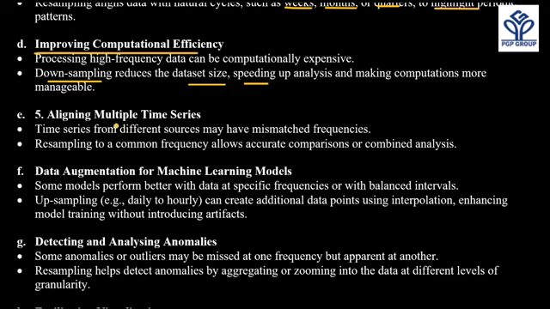Then aligning with multiple time series. The time series from different sources may have mismatched frequencies. If you are collecting the data from 3 different sources, 4 different sources, everybody will use a different frequency. So in that case, resampling will help you to have a common frequency among the data.